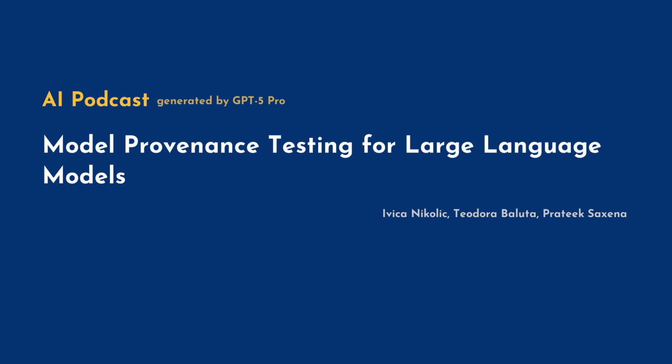Welcome to AI Podcast. Today we're digging into a NeurIPS 2025 paper called Model Provenance Testing for Large Language Models. Catchy title. Give me the quick takeaway first. What's the big idea? In a sentence, it's a practical black box way to tell if one language model is derived from another. Like a fine-tuned child from a parent, using only API access and some statistics.